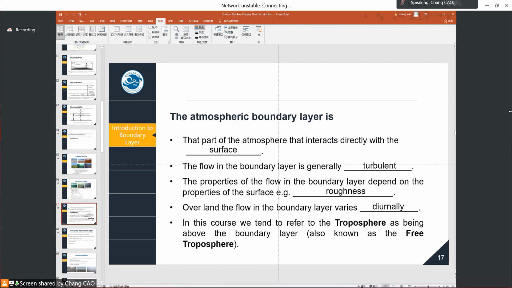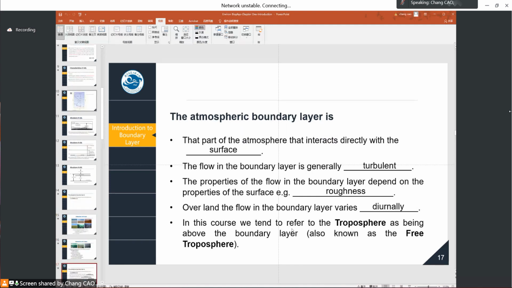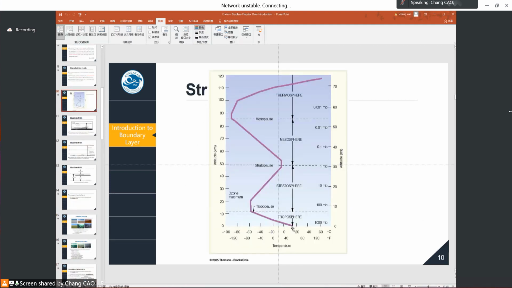Okay, so can you still remember what troposphere and stratosphere mean? Here, this is a picture. Can you see the troposphere? So this is the troposphere. Now it goes to the stratosphere, mesosphere, thermosphere.